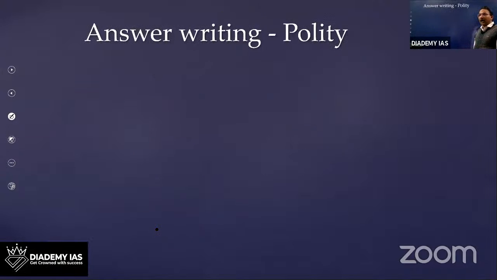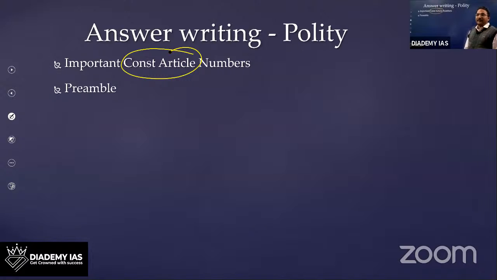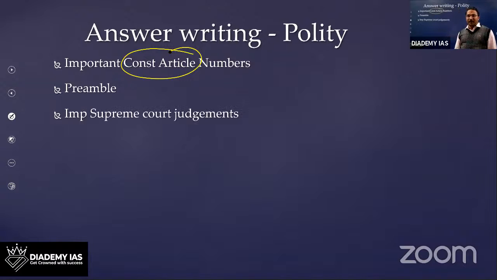ठीक है. Now how to write a good answer in the polity? In the polity, first of all, you must always remember the list of important articles. Then you should link the topic with the preamble. उसको preamble link करने की कोशिश करो. Philosophy of the preamble. Always mention the relevant Supreme Court judgment. In case you are not able to recall the name of the Supreme Court judgment, then you can write Supreme Court in one of the judgments this was decided.